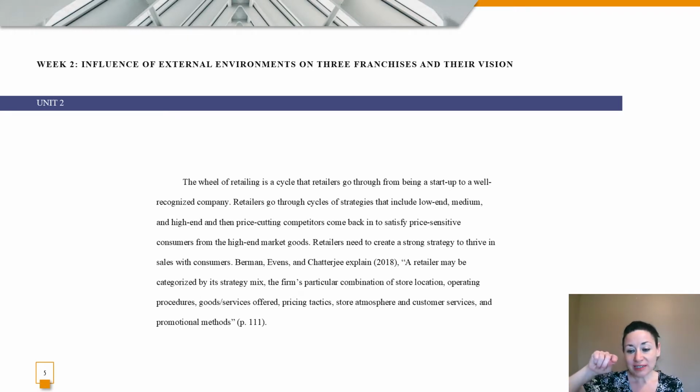So basically the wheel of retailing is you're kind of getting started, you're doing better, you may even get bigger, then you become more high-end, more in demand, and then someone cheaper comes in and kind of takes your product for lower cost to sell that good, and you go through the wheel of retailing.